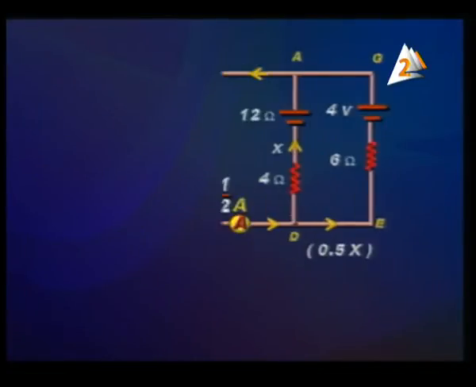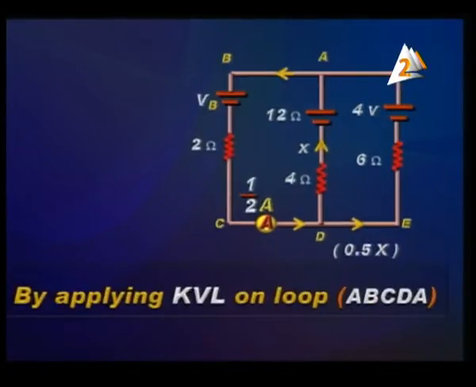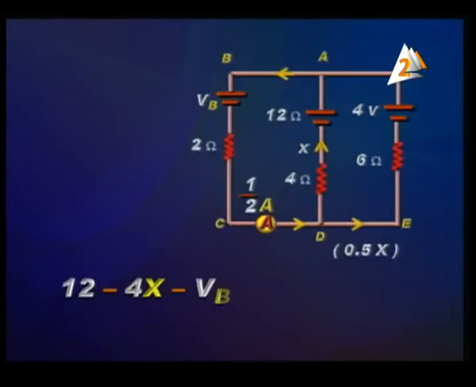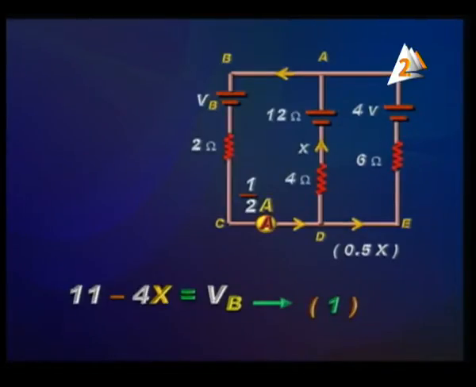By applying Kirchhoff's voltage law on loop A, B, C, D, A, we can say 12 minus 4x minus VB minus 0.5 times 2 equals 0. So 11 minus 4x equals VB. This is the first equation.